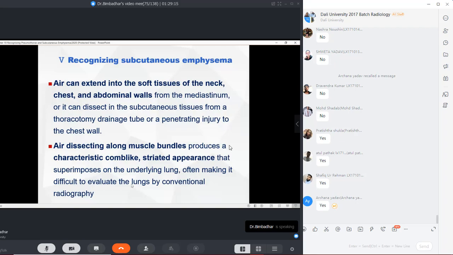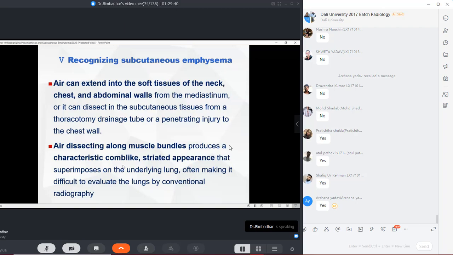If 5 or 6 segments have collapsed, how much percentage of pneumothorax is present? There is 60% of pneumothorax present. Did you understand now how we calculate the effect of pneumothorax, how severe or not severe? It actually depends on how much percentage of the lung has collapsed.